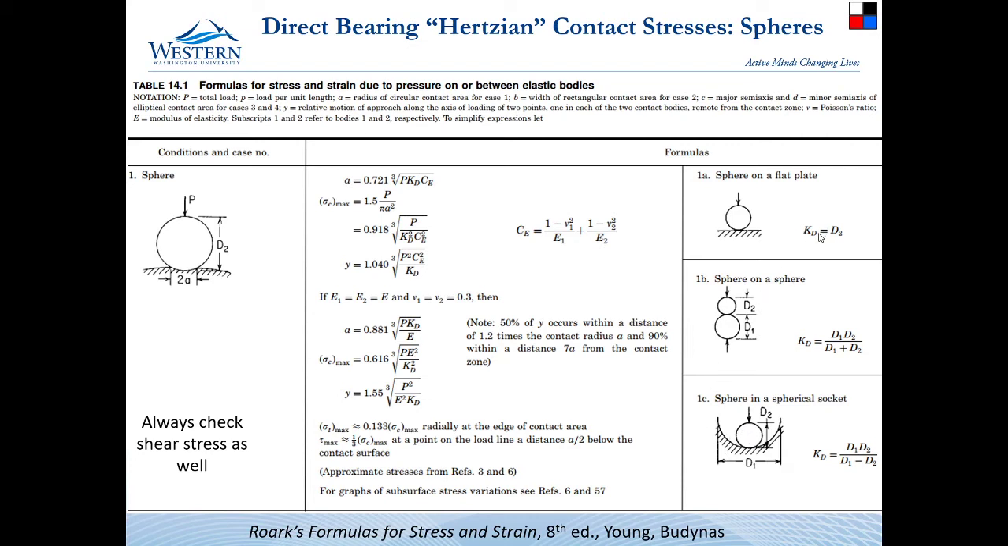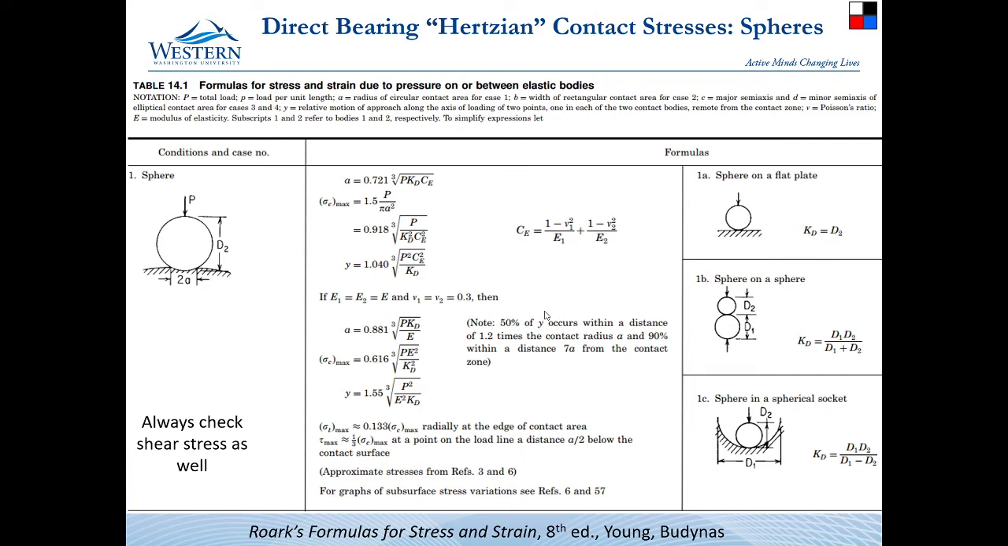These give you this value K_D that you need to know in some of these calculations. So we're going to do a sphere on a flat. That's the most common thing that we'll be doing, having a hemispherical locator with our part flat on that surface. For that, for the K_D, we use the diameter of the sphere.